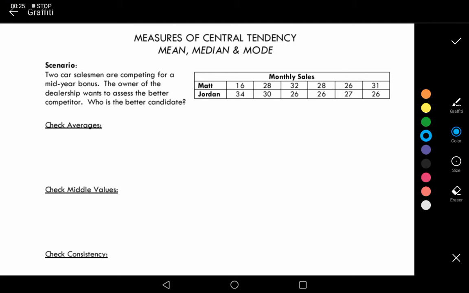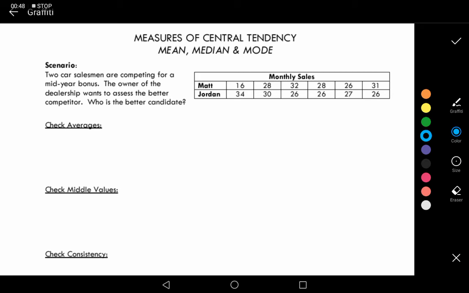Before we get into those specifically, we're going to look at a scenario. There's two car salesmen, and they're competing for a mid-year bonus. The owner of the dealership wants to assess the better competitor. So we have to figure out who is going to be the better candidate here. The first thing we want to do is check their averages.